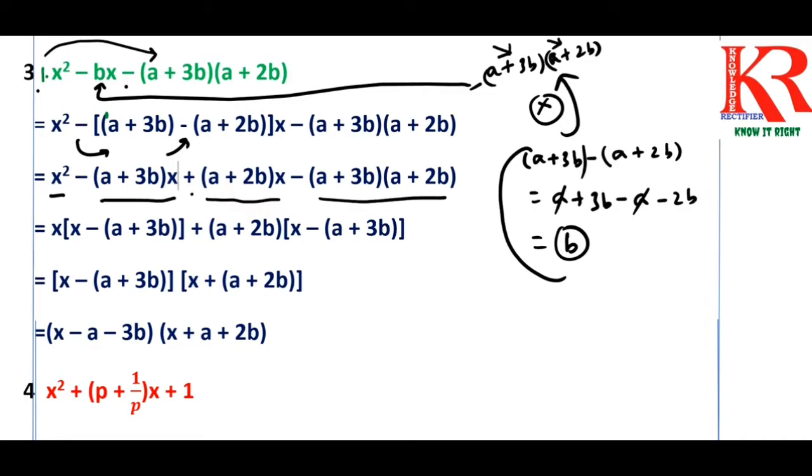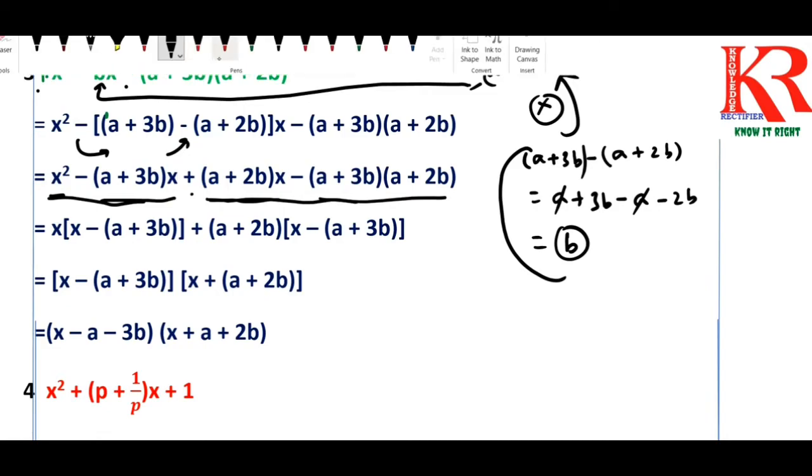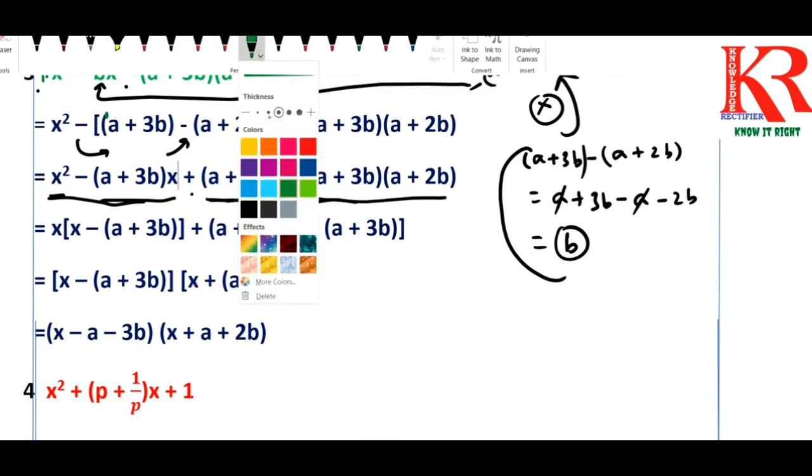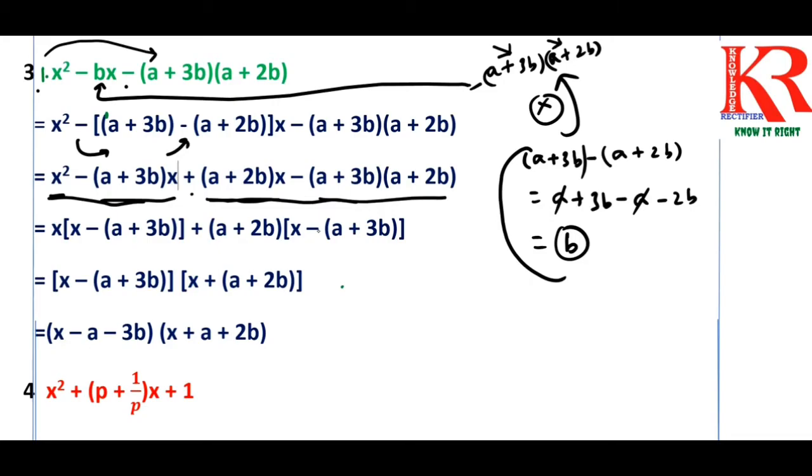Okay, then what we do? We take common from this first and second, and third and fourth. Right? Okay. Now, when we take common, this sign and this sign will not change. Okay, repeatedly I am telling you. So x is common here, this is left. Okay, keep the bracket here because there is minus.